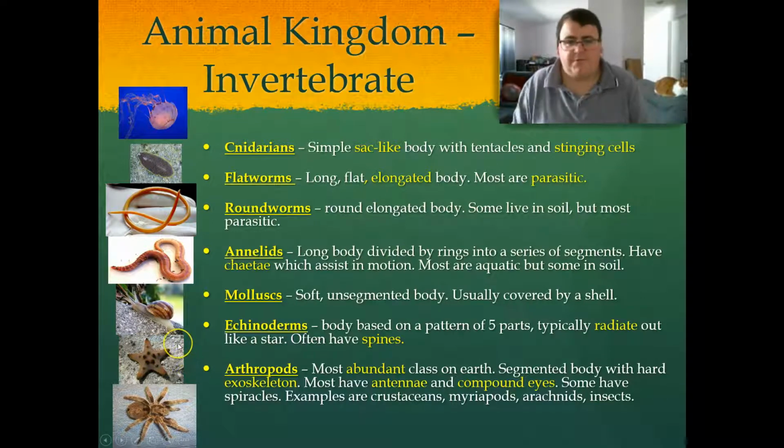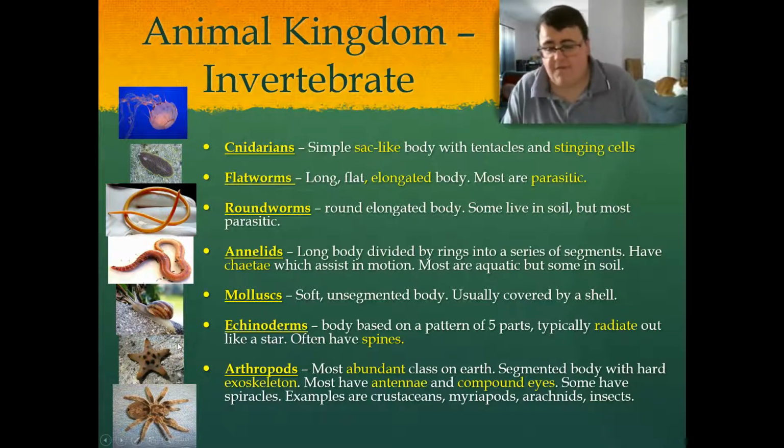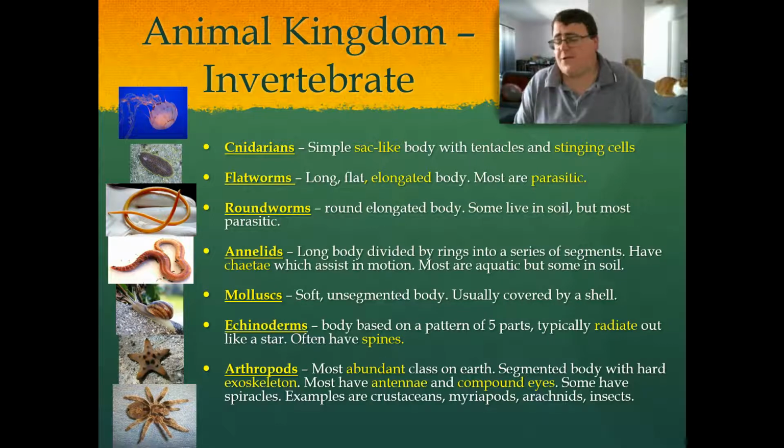Arthropods is the most important invertebrate group that we have. They are the most abundant class of animal on Earth. They consist of a very large amount of animals. We're talking about crabs, yabbies, flies, bees, spiders. It's a very large range of animals.